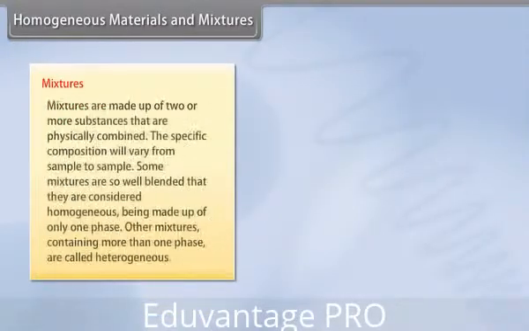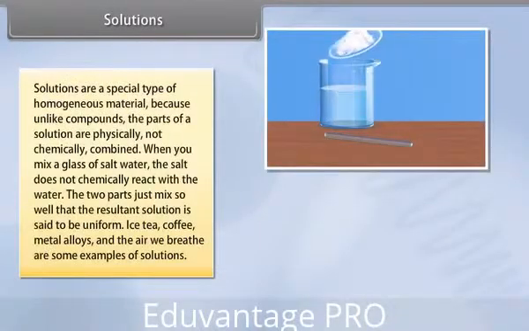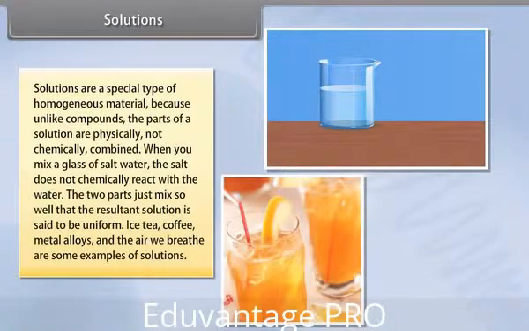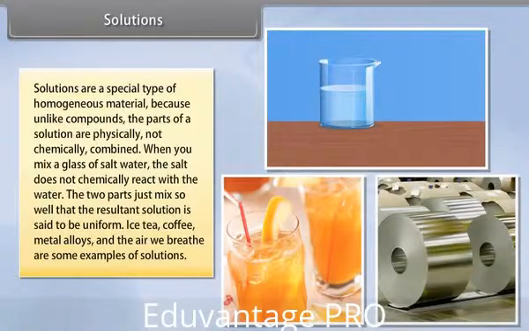Mixtures. Mixtures are made up of solutions. Solutions are a special type of homogeneous material because unlike compounds, the parts of a solution are physically, not chemically, combined. When you mix a glass of salt water, the salt does not chemically react with the water. The two parts just mix so well that the resultant solution is said to be uniform. Iced tea, coffee, metal alloys, and the air we breathe are some examples of solutions.